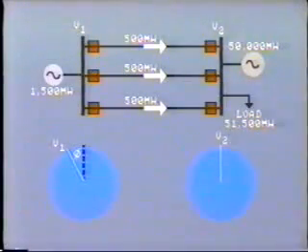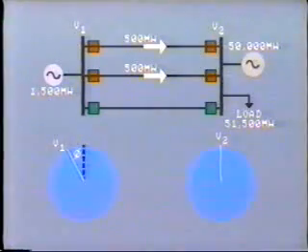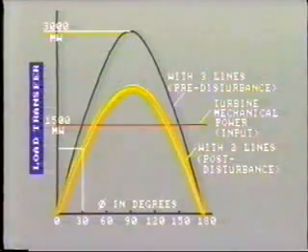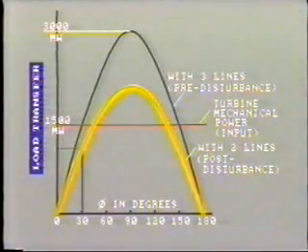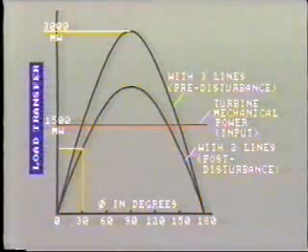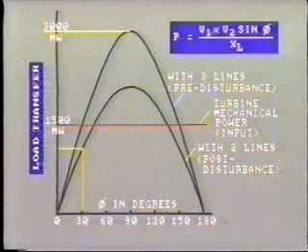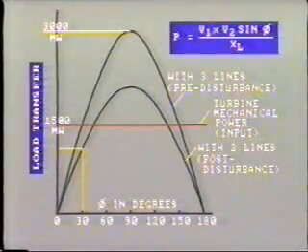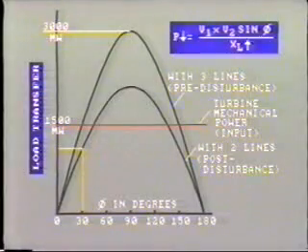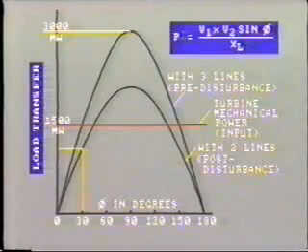Now, a disturbance causes one of the transmission lines to trip out. The total impedance of the transmission circuit has increased. Therefore, at this instant, the power transfer across the line decreases like this. Remember the equation for power transfer, V1 times V2 times the sine of the power angle divided by reactance. If the reactance increases, the power transfer must decrease.